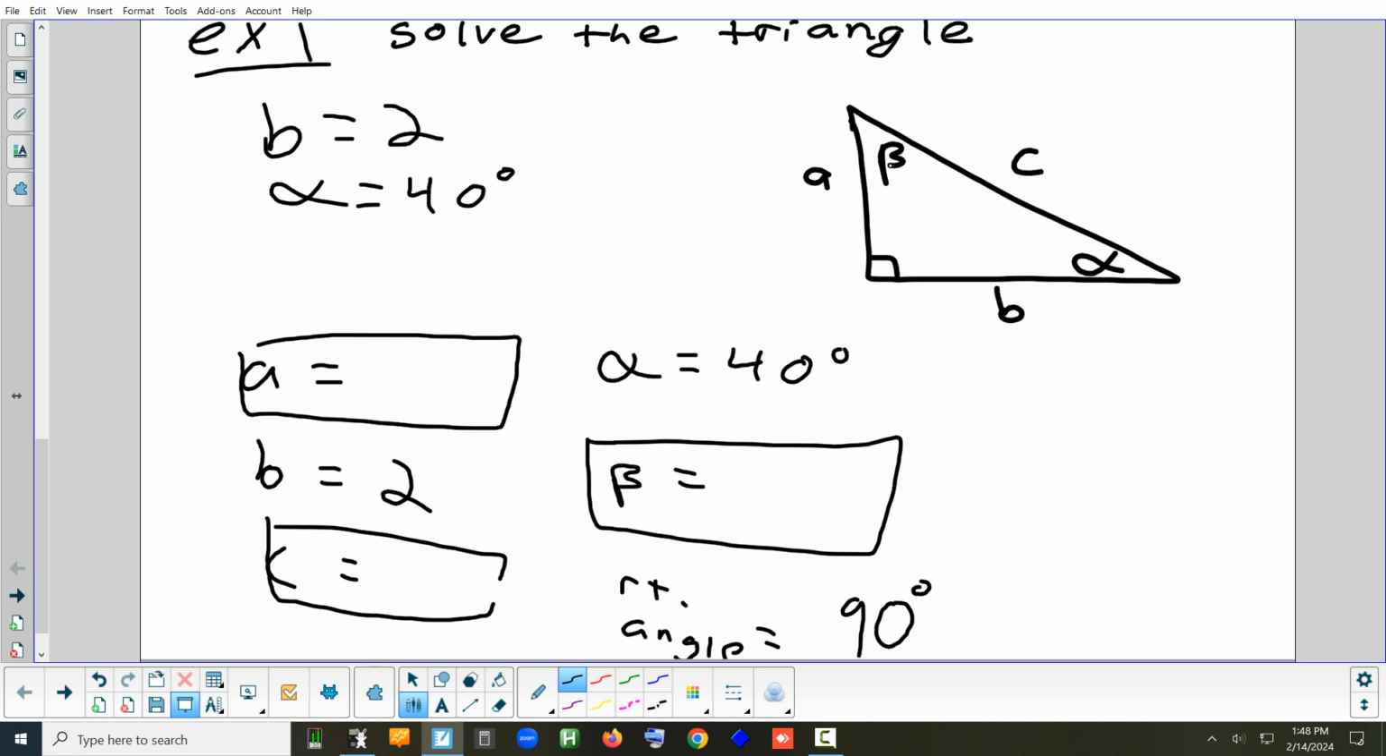Now fill in what you know. We know B is 2. So I'm just going to cross the B out and make that a 2. Or you could leave the B there if you want to be able to see what letter it was. So B is 2. Alpha is 40 degrees. And that's it. Those are the only 2 things I can fill in. Any question on the diagram?